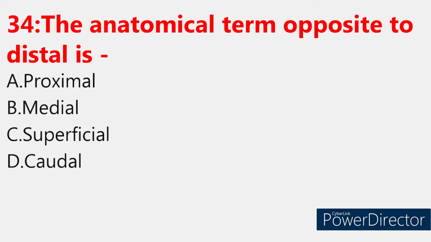Next question. The anatomical term opposite to distal is option A, proximal. Option B, medial. Option C, superficial. Option D, caudal. And the correct answer is option A, proximal.